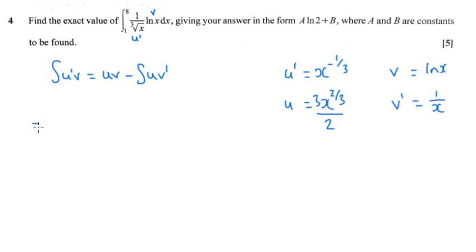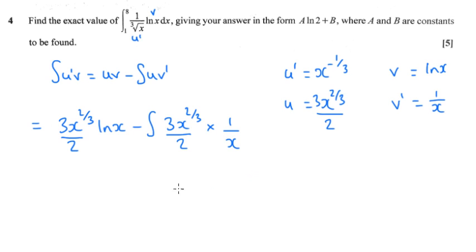So now we can just start writing those things in. We've got the integral of uv, so that's going to be 3x to the 2/3 over 2 times ln x, minus the integral of u, which is again 3x to the 2/3 over 2, times v dash, so that's times by 1 over x. So now we need to work this bit out. We've got an x to the 2/3 on the top, and 1 over x on here as well. So that's the same as an x to minus 1. So if we use our index laws, that's going to simplify to x to the minus 1/3 again.